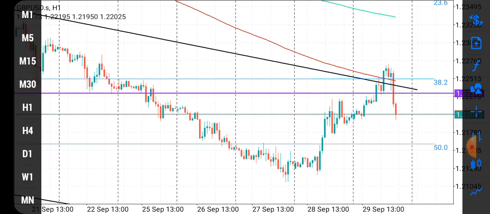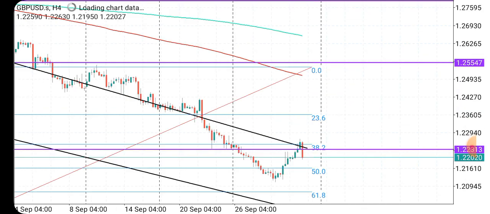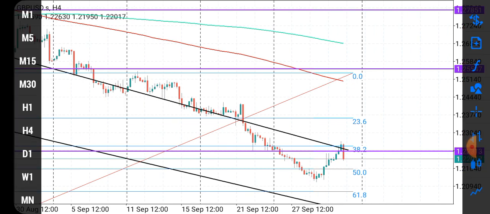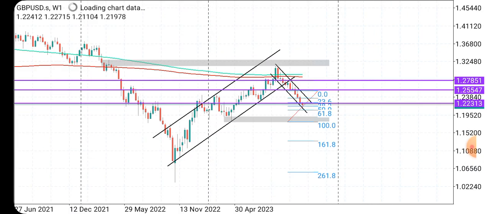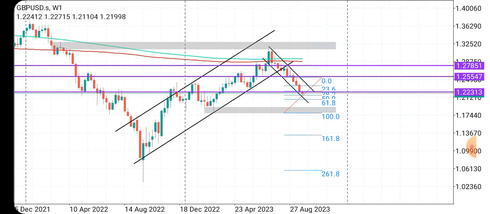So guys, there you have it. That's how I look at the markets, and this is how I'm seeing GBPUSD, and I'll keep updating you guys on the movement, hopefully until we reach the target that we are looking at.